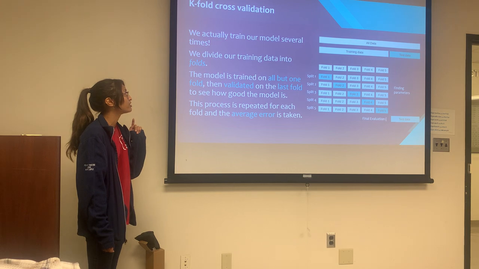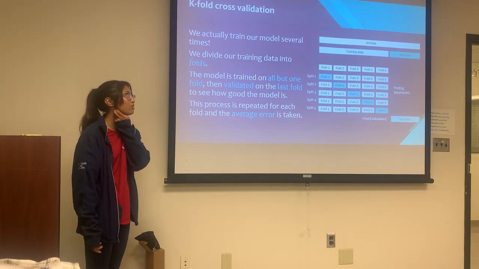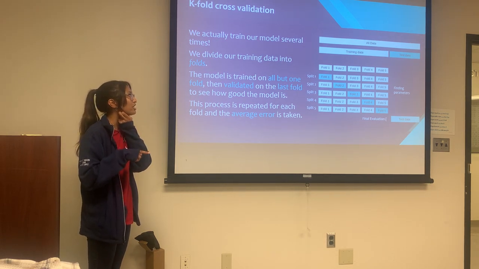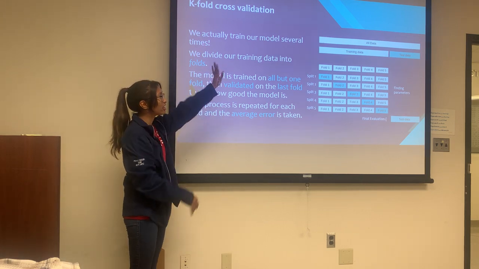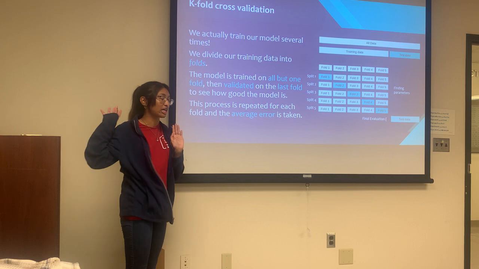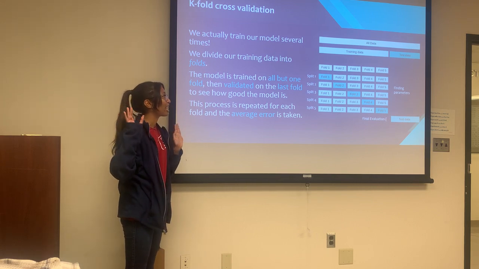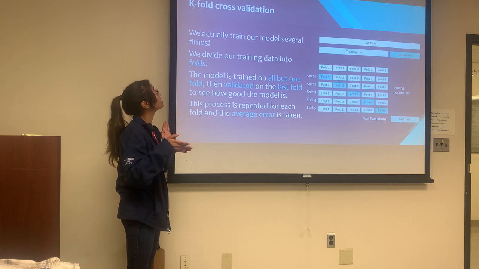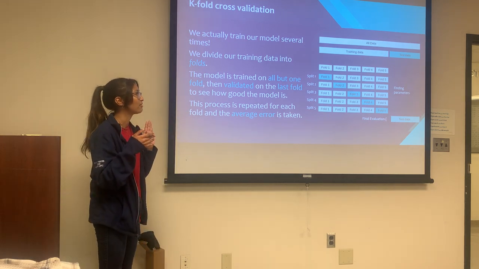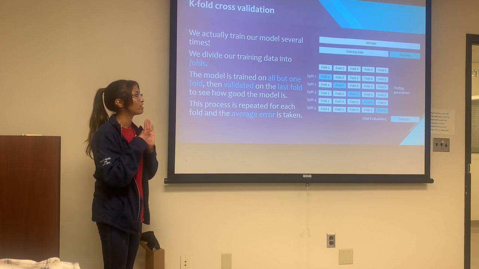So a good way to validate multiple times is to divide our data into chunks. We have all our data up there, and then we put aside some test data for later, and then we divide up the rest of our training data into different folds. This is called K-fold cross-validation. So we have fold 1, fold 2, fold 3, fold 4, and fold 5.